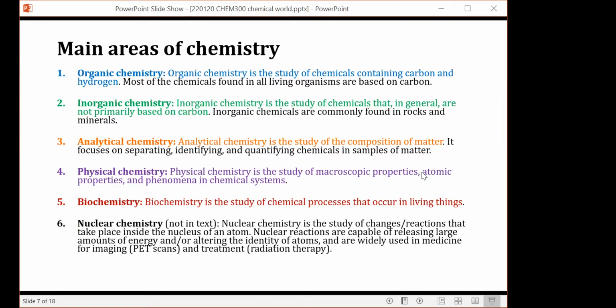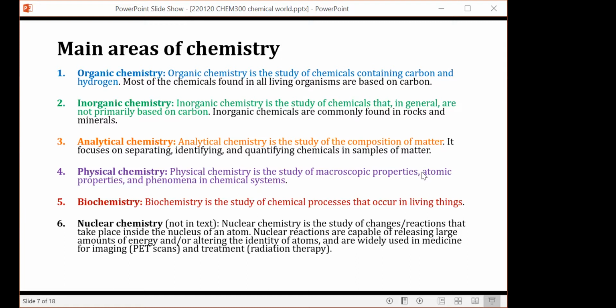And then the sixth type, and this one was not mentioned in your textbook, but it's a really important area of chemistry, is nuclear chemistry. So nuclear chemistry is the study of the changes or reactions that take place inside the nucleus of an atom. And these changes or reactions are capable of releasing extremely large amounts of energy or even changing the identity of atoms.